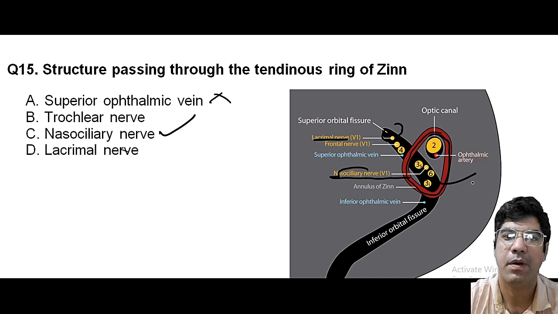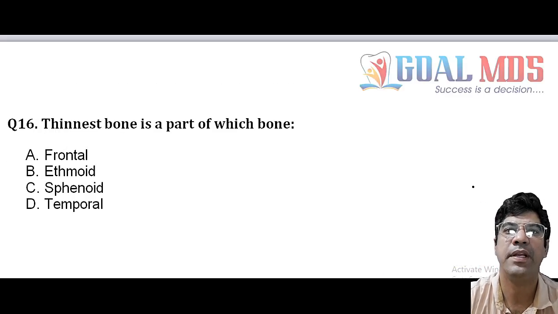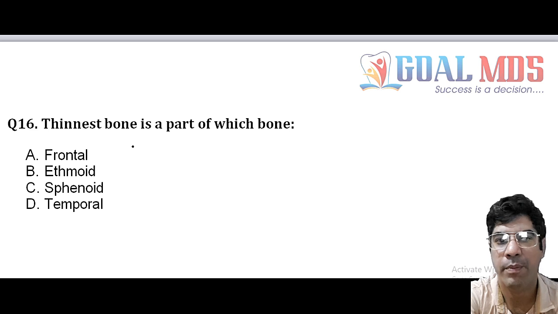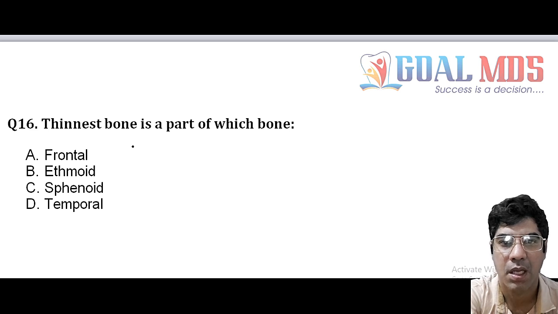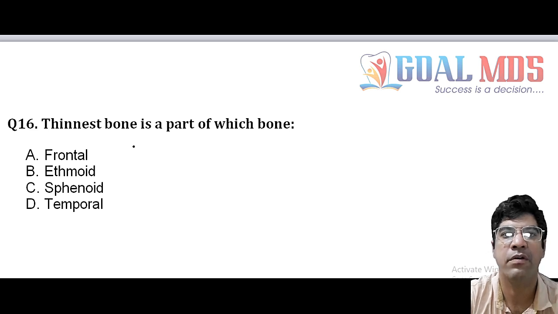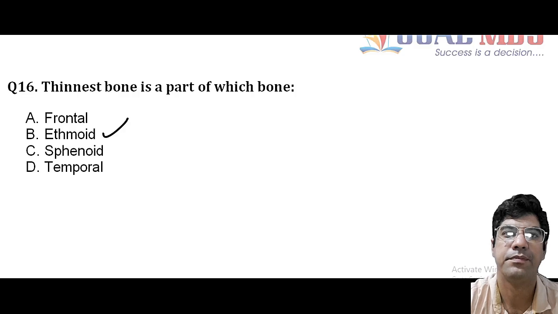The thinnest bone is part of which bone? The thinnest bone is part of the ethmoid bone. The ethmoid bone is the thinnest bone. It is a delicate, spongy bone, and a papery thin structure with numerous perforations, along with bony projections.